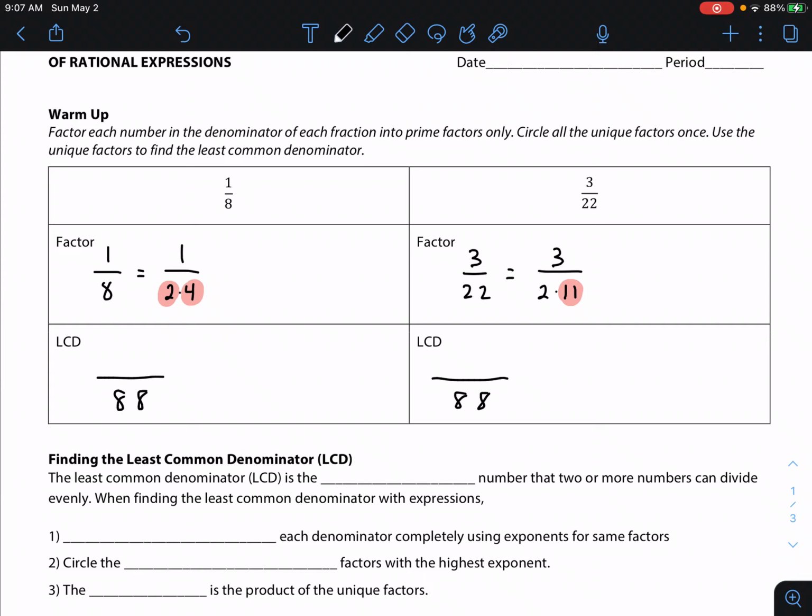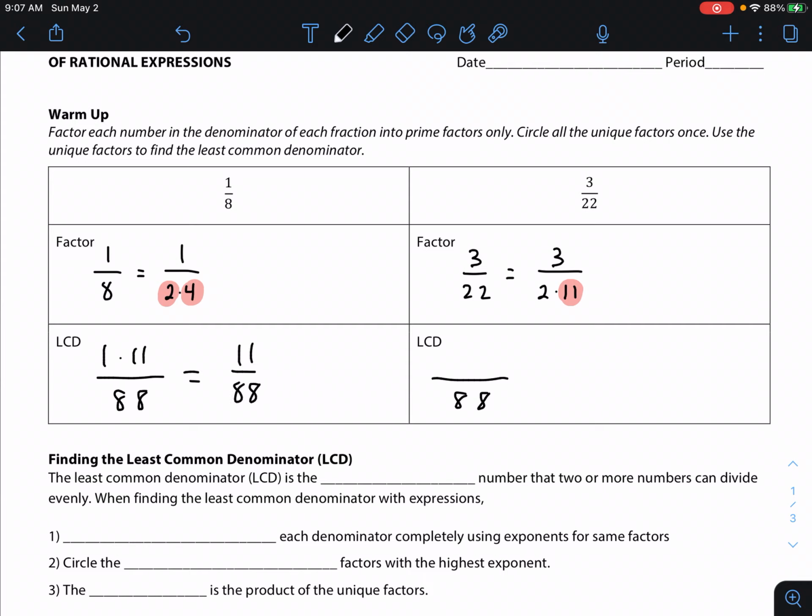And so I'm going to write those here. And then the tricky part is, well, what did I have to multiply 1 by to turn it into the 88? So what do I have to multiply 8 by to turn it into 88? Well, I had to multiply it by the 11, right? So that means I have to multiply the numerator of this one by 11. In this case, it just equals 11. So this is 11 over 88.